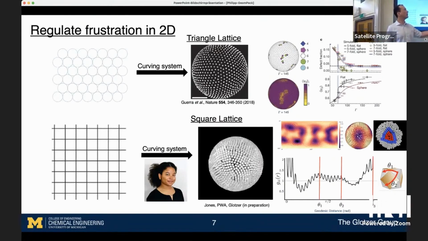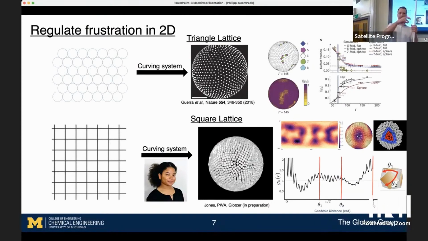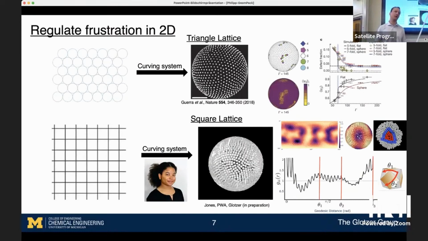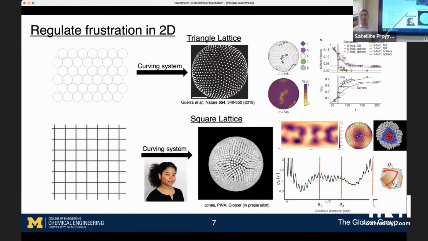But here you can also see that depending on the curvature, they either form like single disclinations or scar patterns. So there are different ways how they accommodate the curvature. And the same thing happens in squares.